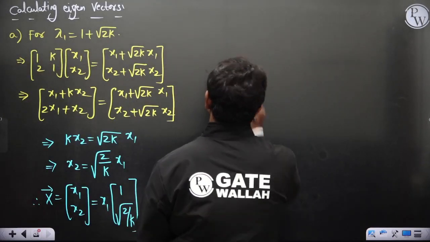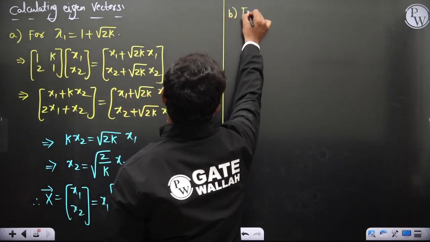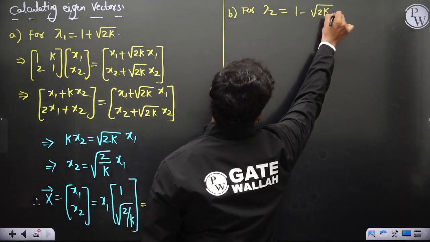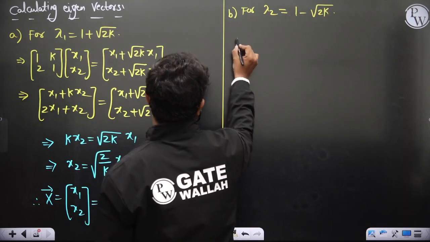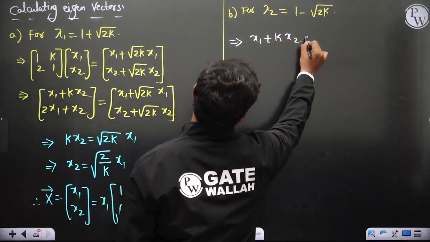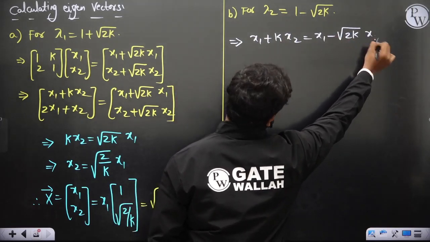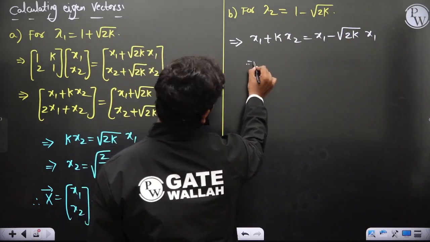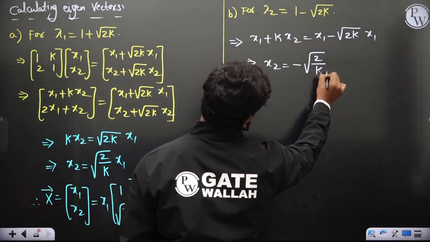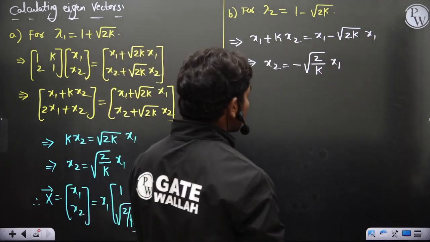So let's go to the other case. For lambda 2 is equal to 1 minus root 2k. Now what does this tell you? This implies x1 plus k x2 is equal to x1 minus root 2k x1, actually. Okay, so this is the equation. So ultimately this gives you x2 is equal to minus root (2 by k) x1. That's what you'll get, right?